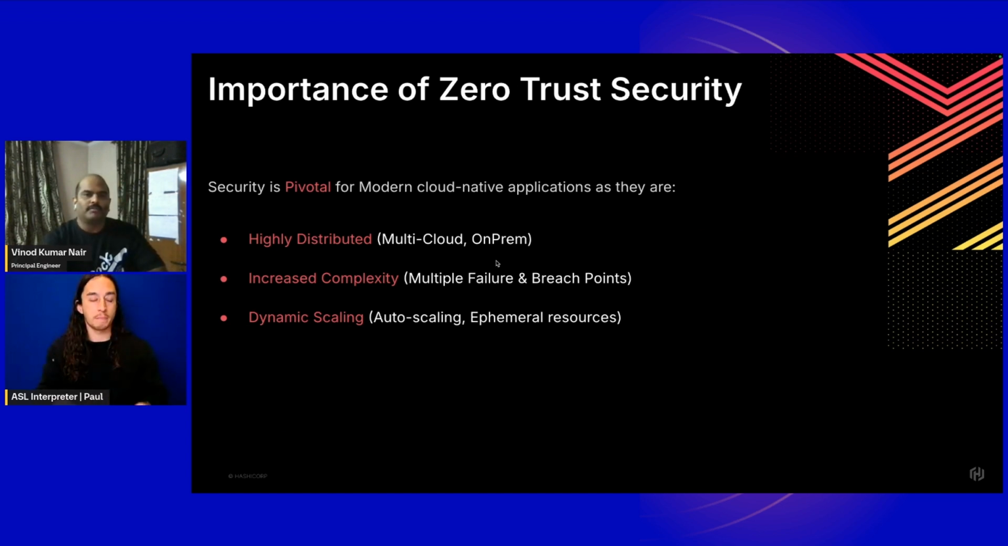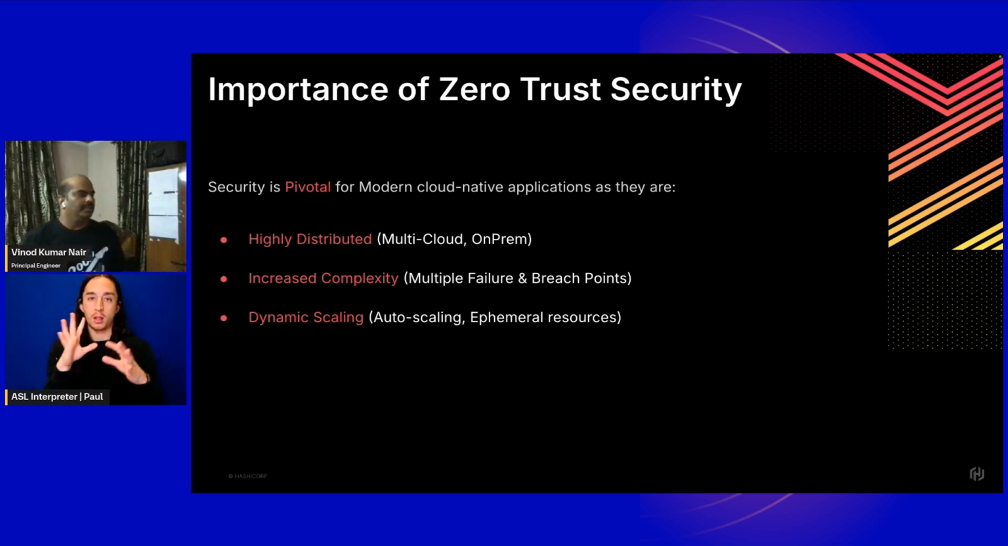Now, when it comes to the importance of zero trust security, especially on cloud native applications, security is pivotal here, because unlike monolithic applications, which run on a single server, your cloud native applications, which are typically microservices applications, are scattered or distributed across multiple servers. It could be on a single cloud, on multiple clouds, or on-prem solutions. This leads to increased complexity, and your points of failure are also more. So you need to ensure that everything is tied together, secured, and well connected.